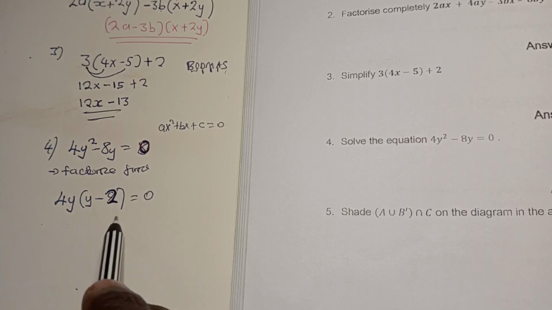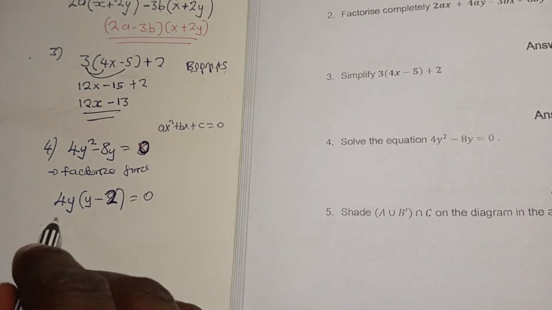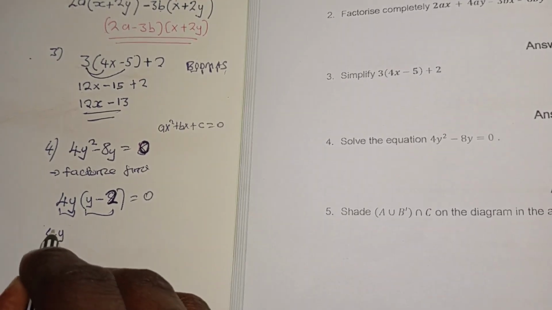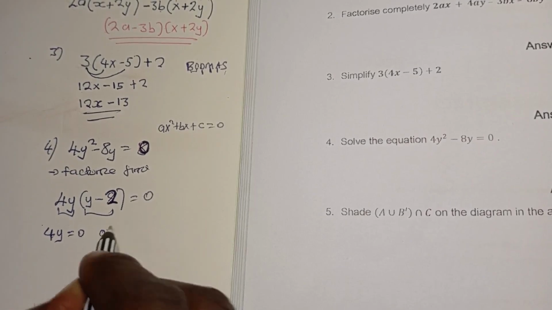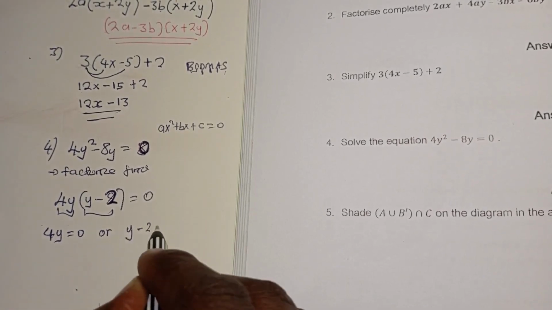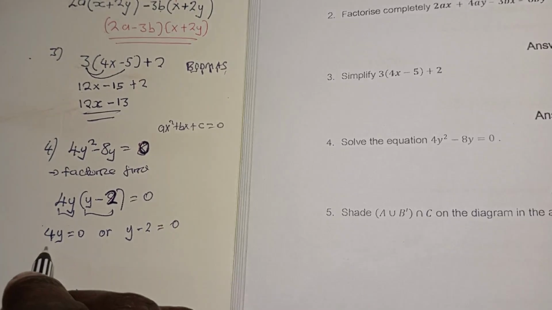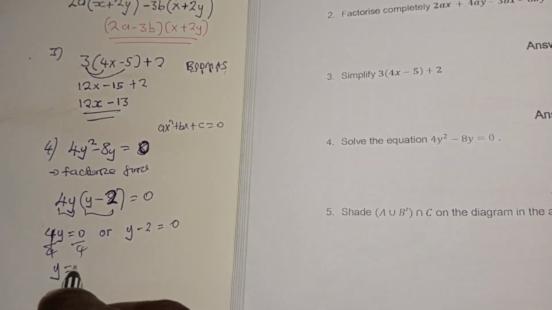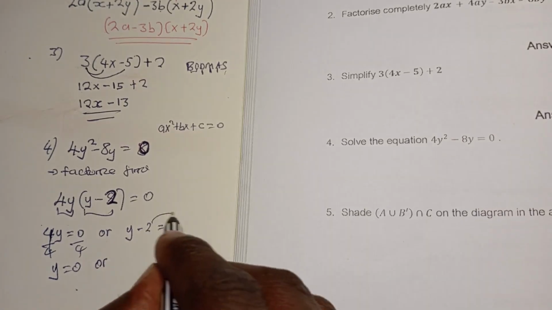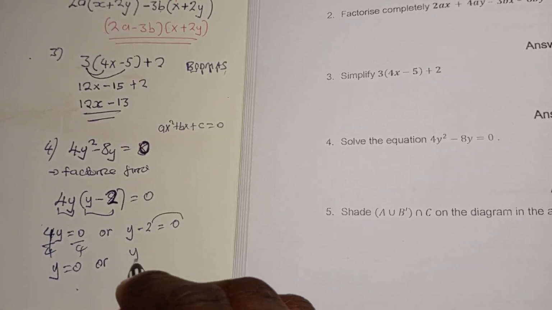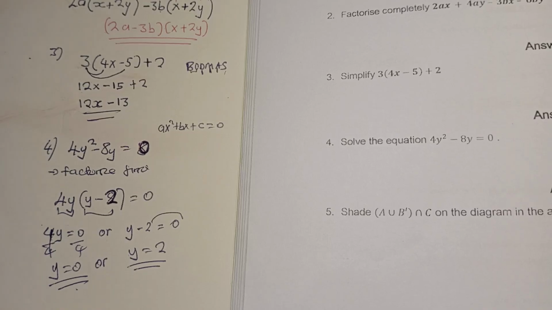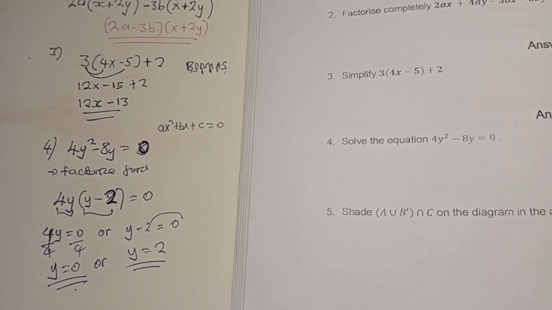Okay, so when it's like this, now you just separate them, this one and this one. So you're going to get 4y is equal to 0, or y minus 2 is equal to what? 0. So divide by 4 this side, you get y is equal to 0, or here the 2 can go this side. It's going to be y is equal to 2, and we have solved this equation.